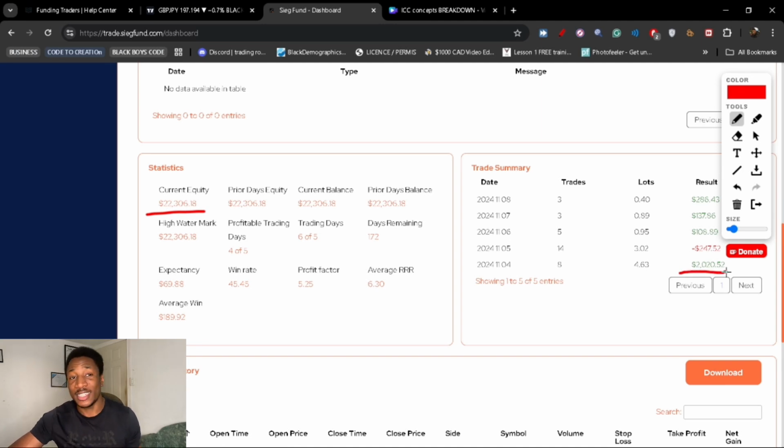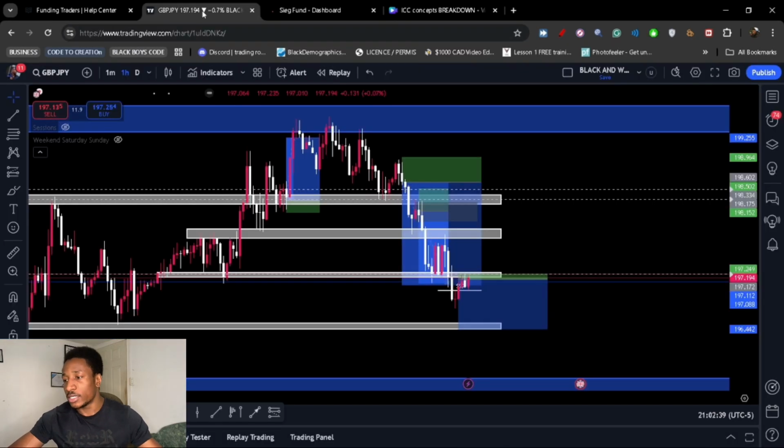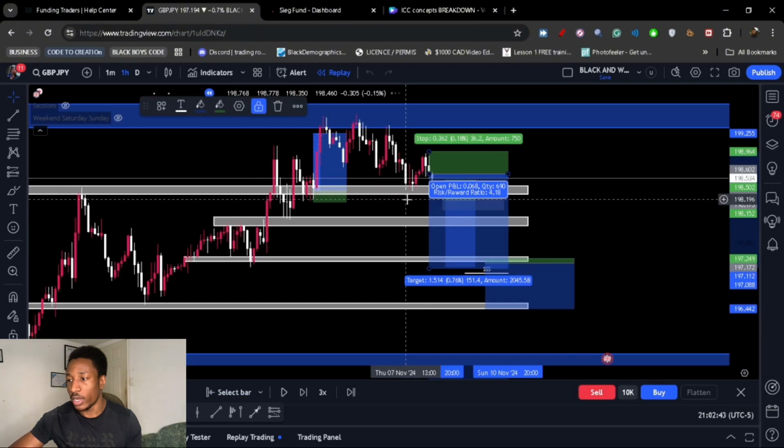So essentially, this strategy is basically a 100% win rate. The only reason this says 45% here is because I do have to hit the profitable trading days. I have to make at least 0.5% for at least 5 different days. As you can see, I'm on my last day basically. Look at the three trades I took this week right here. In my previous video, when I was making it, price was right here when I recorded.